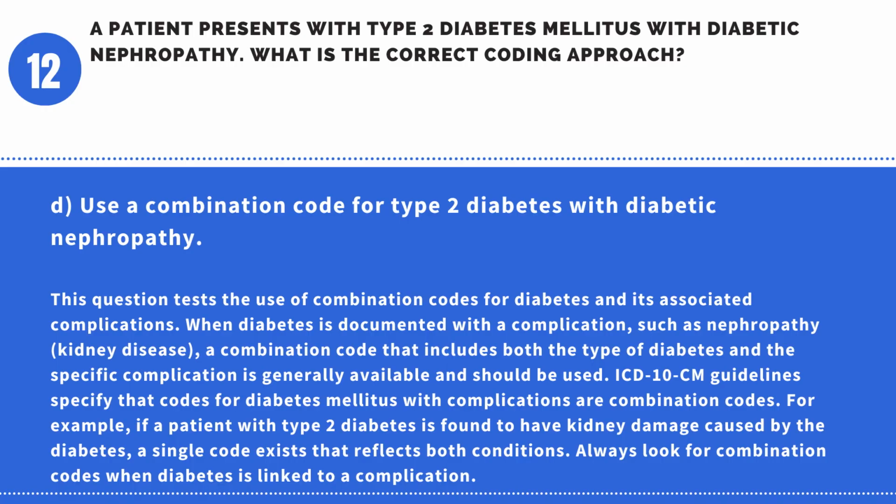ICD-10-CM guidelines specify that codes for diabetes mellitus with complications are combination codes. For example, if a patient with type 2 diabetes is found to have kidney damage caused by the diabetes, a single code exists that reflects both conditions. Always look for combination codes when diabetes is linked to a complication.